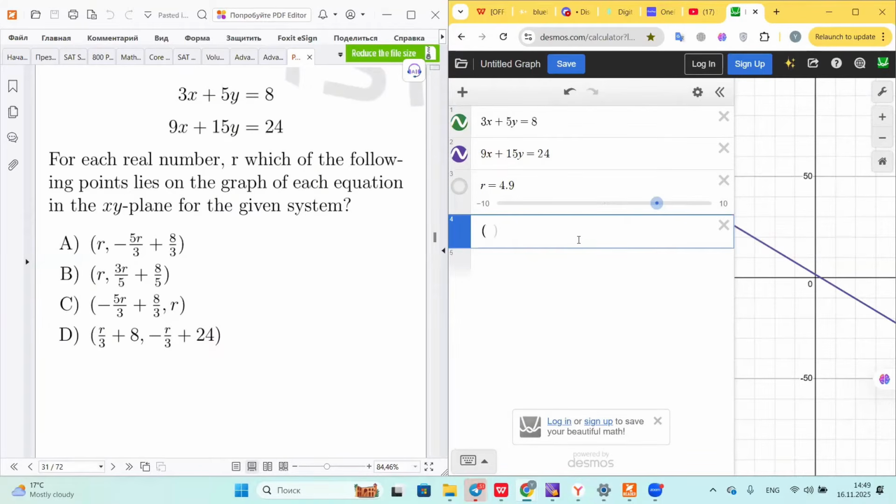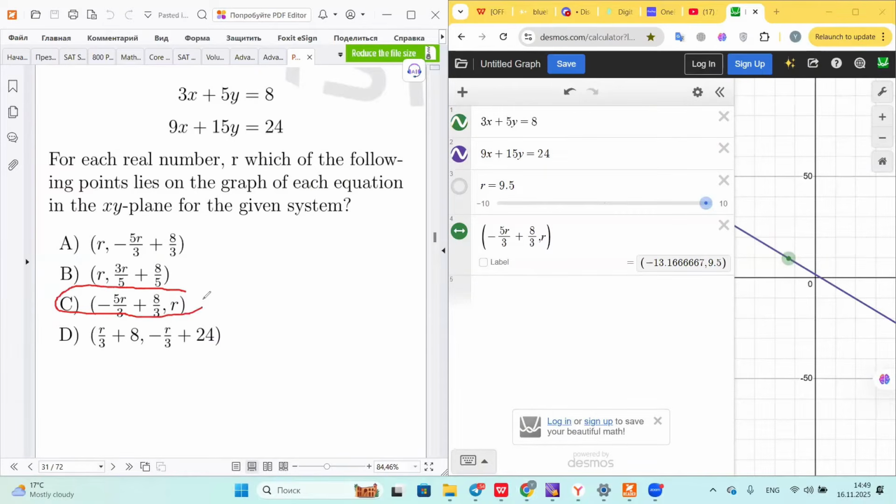The last option is minus 5r divided by 3 plus 8 divided by 3, so it will be any number which lies here. You can see for any value of r, it lies here. If you change the value of r as you want, the function always lies on the graph. That's why that is the correct answer. No need to check option C. It will definitely be incorrect.